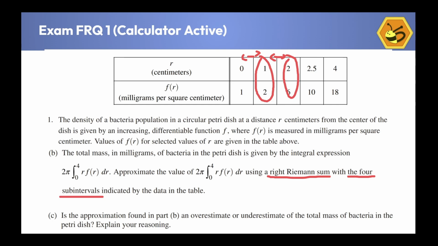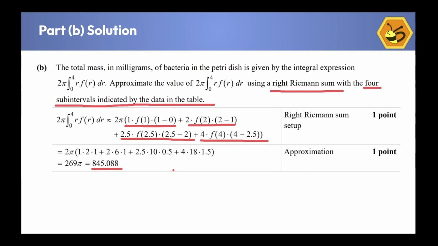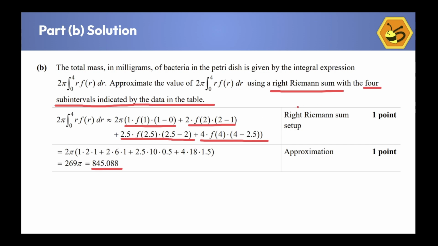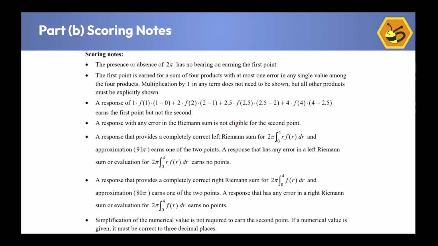Nice, I see some very good answers in chat. So let's go over this. First of all, let's read the scoring notes for part B. I should have done that earlier, but here are some scoring notes if you're interested to check your answer for part B. So for part B again, it's 1 point for Riemann sum set up and 1 point for approximation.